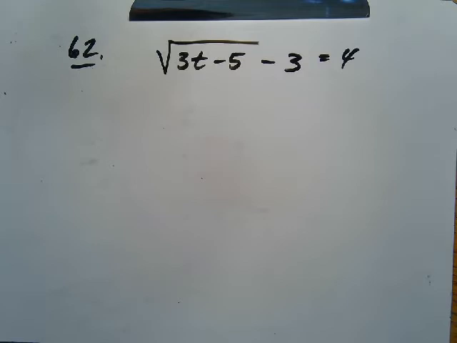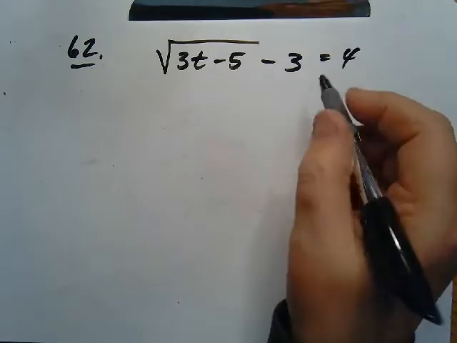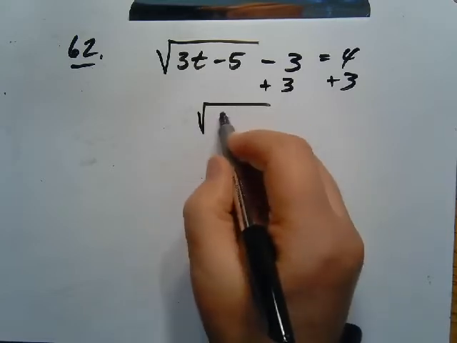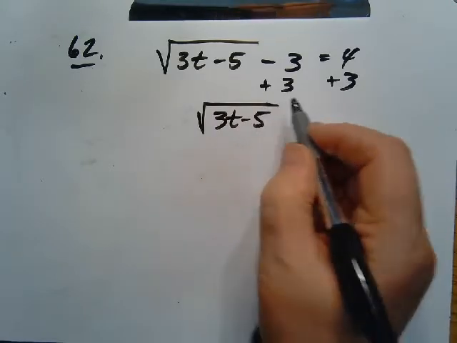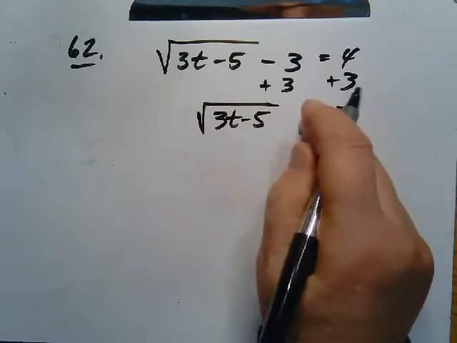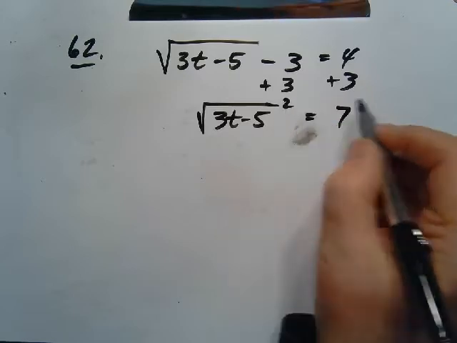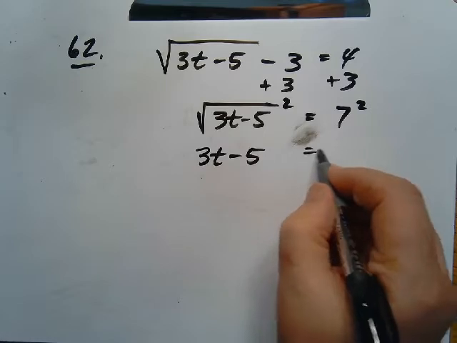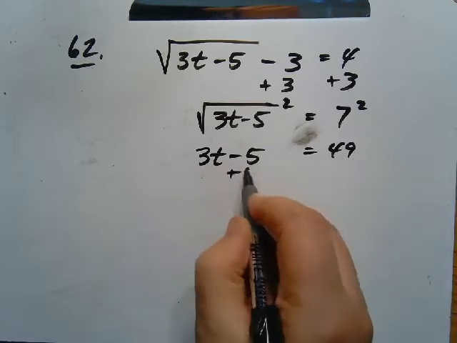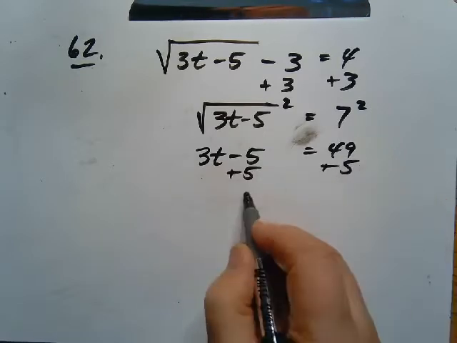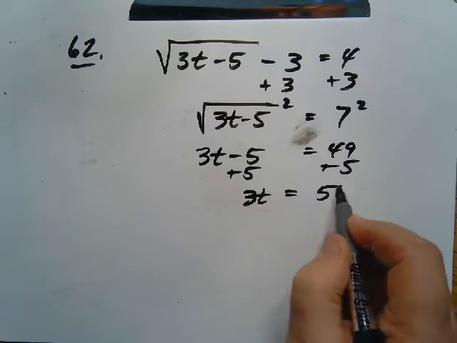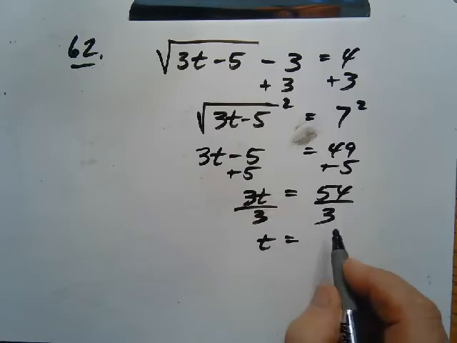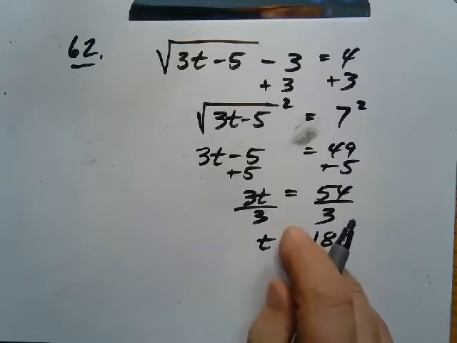All right, let's go ahead and solve this one. Again, this is probably not too big a problem for most of you. Adding 3 to both sides, we get the square root of 3t minus 5 equals 7. Now we're ready to square both sides. The square and square root undo each other. I'll get 49 here. Adding 5 to both sides, 3t is equal to 54. And dividing by 3, t turns out to be 18.